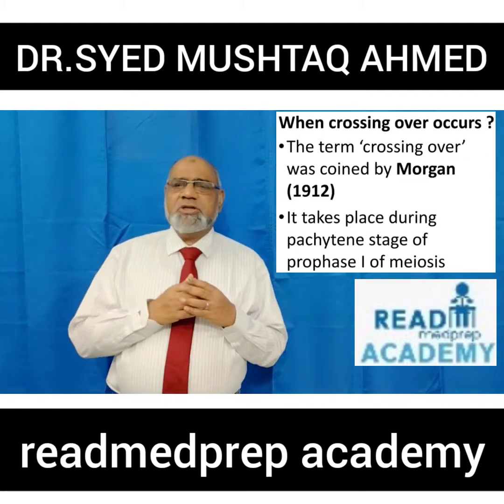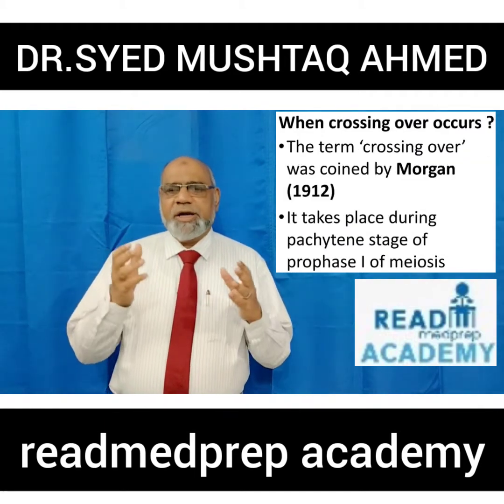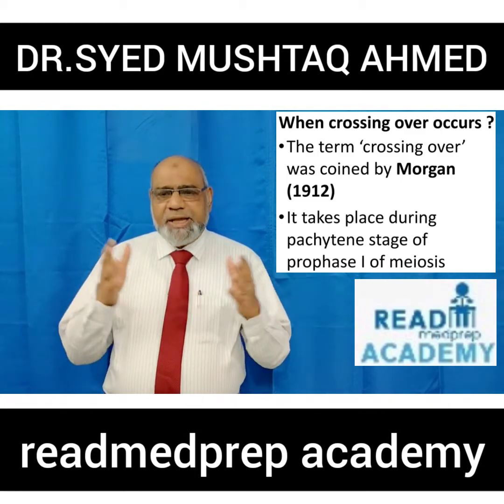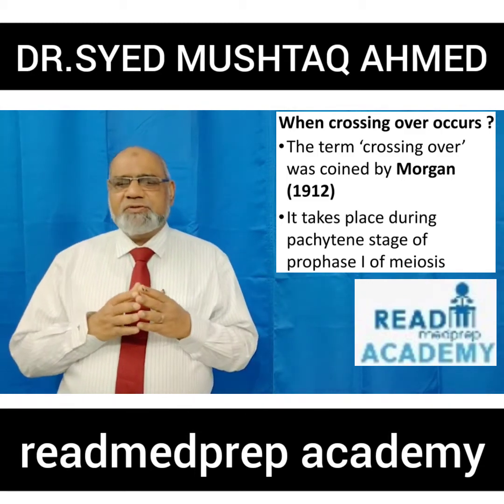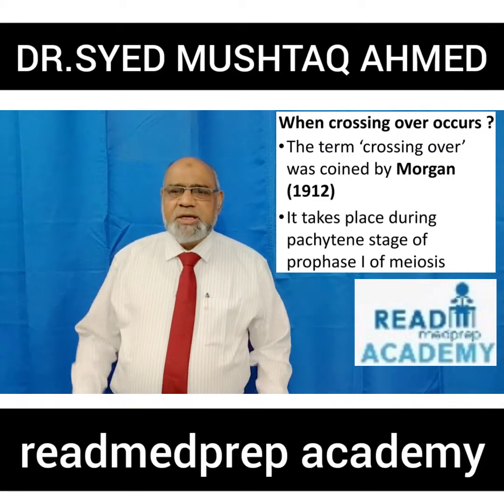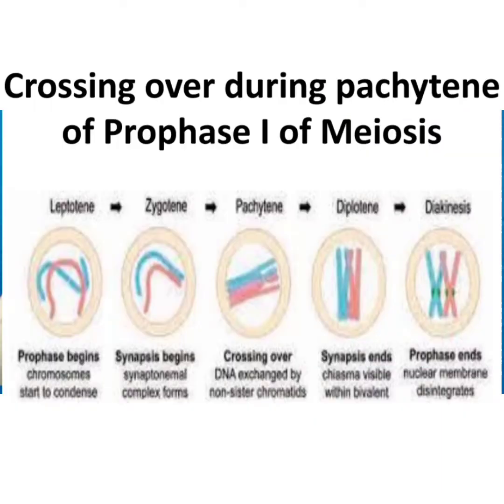The term crossing over was coined by Morgan in 1912. It takes place during the pachytene stage of prophase 1 of meiosis. Here in this image, you can see the crossing over during the pachytene stage of prophase 1 of meiosis.